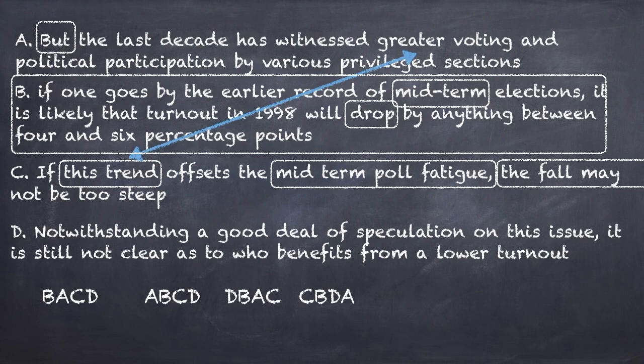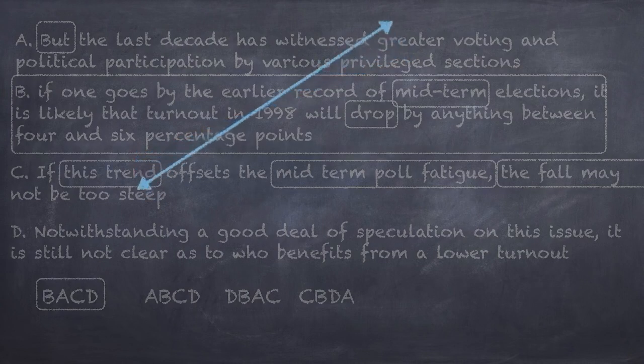Now what should I do with D? Should it come in the beginning or the end, right? So now read D. It says "notwithstanding a good deal of speculation on this issue." Which issue, right? This is a pronoun. That means a noun should have come earlier. And what is the issue? This whole issue of midterm fatigue and this reversal of trend, right? So D should come in the end. Therefore my answer is option 1: B, A, C, D.